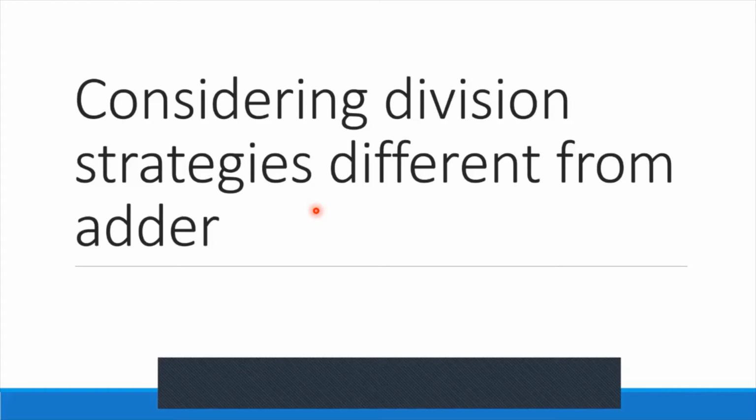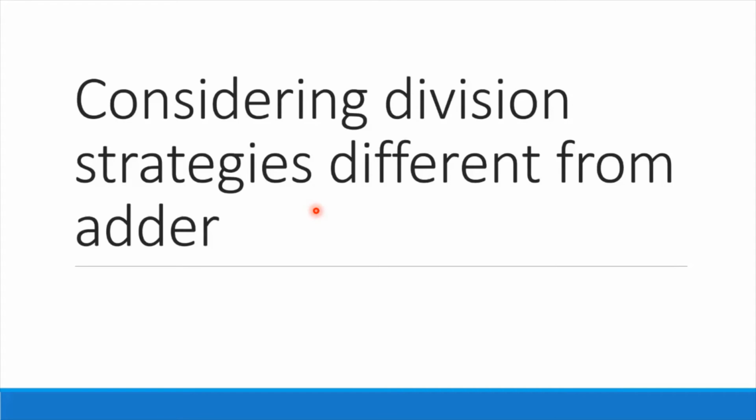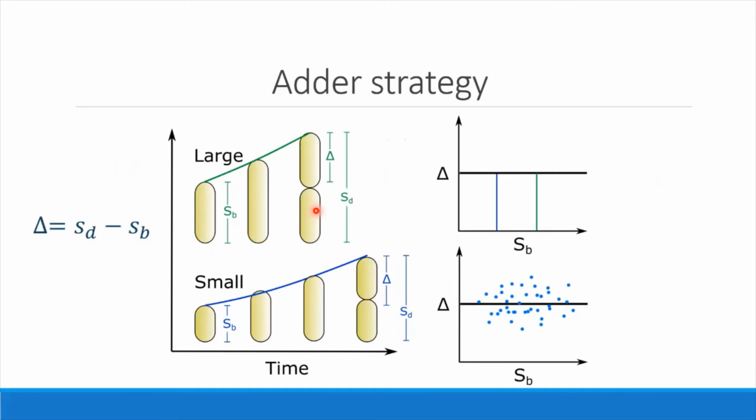Other things that PyEcoLib can do is consider division strategies different from the adder. The adder is the most important division strategy found in PyEcoLib. You can find other division strategies in some circumstances, like when bacteria grow in minimal medium or in a poor nutrient growth medium, where they seem to be some kind of sizer. So let me explain what these division strategies are.